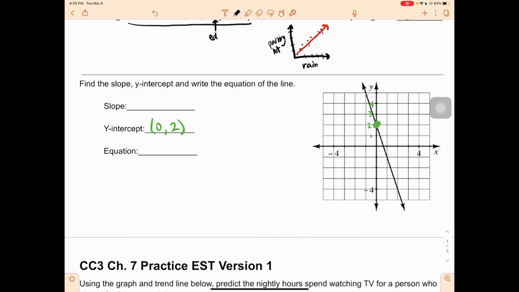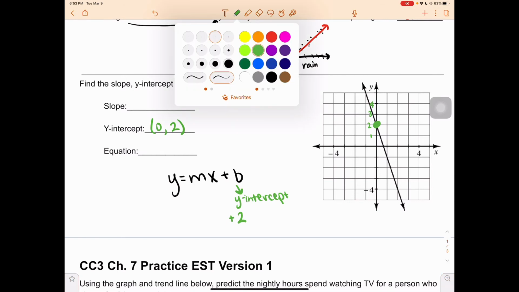Now, let's go ahead and write out the general equation of a line. y equals mx plus b. This is the slope-intercept form. The b here is your y-intercept. Okay? So for our equation, we know that b is a positive 2. Okay? Now let's go and find the slope.